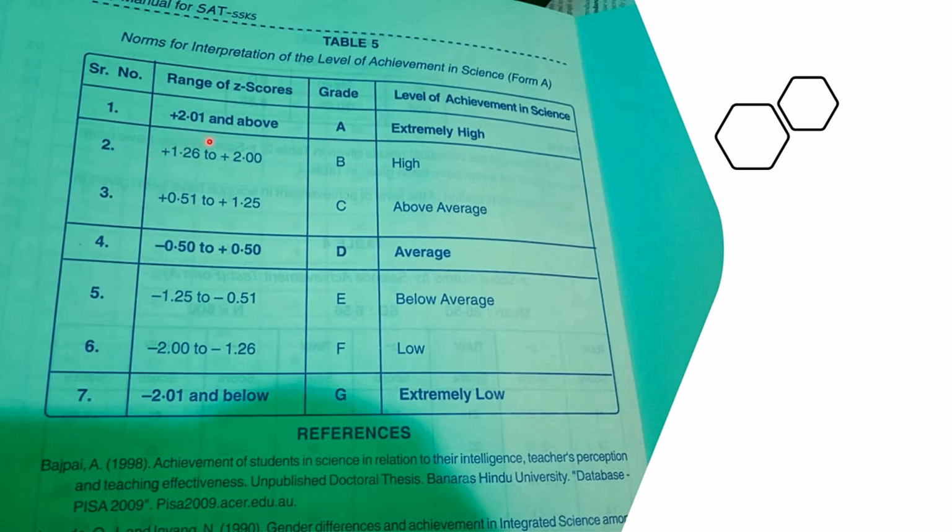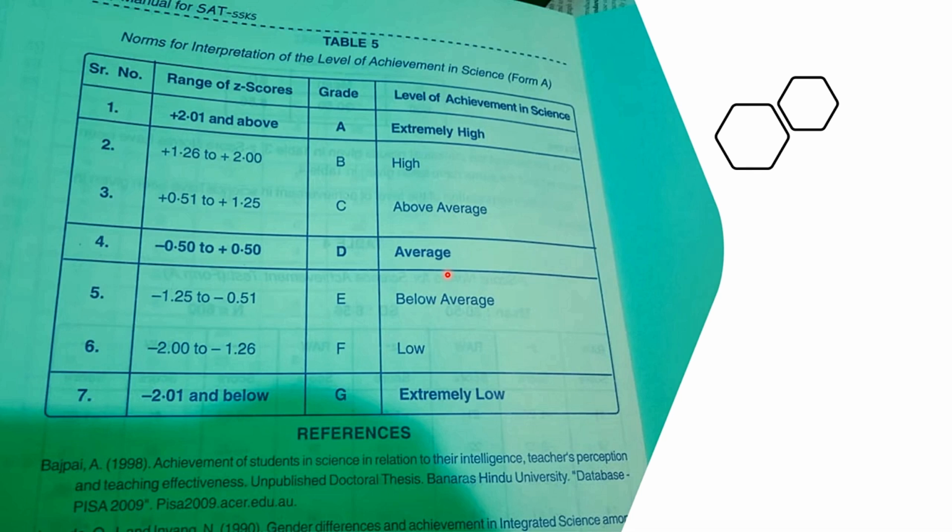Plus 2.01 and above will come in the extremely high. So if the student has scored above plus 2.01, that student's level of achievement will be extremely high. Or if the student is gaining plus 0.50 to minus 0.50, it will come under the average level of the achievement.